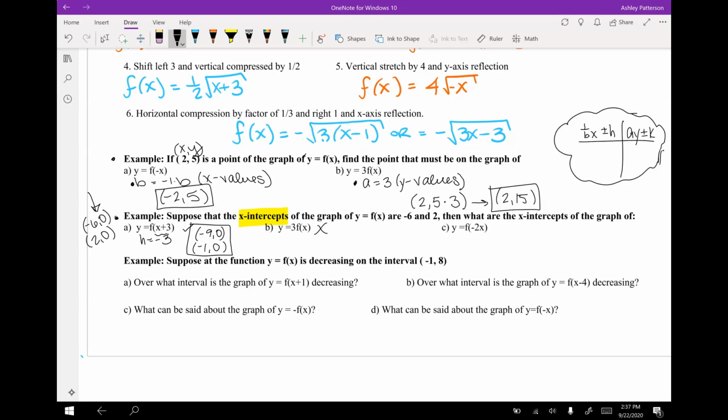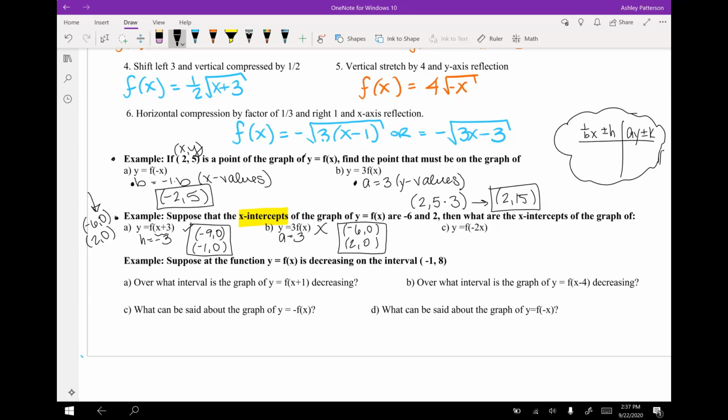Here, I'm going to say no, because this is an a value, and the a's affect the y. What is 0 times 3? 0. So the x-intercepts stay the same. So we're just going to write (-6, 0) and (2, 0). Those are easy. I know.